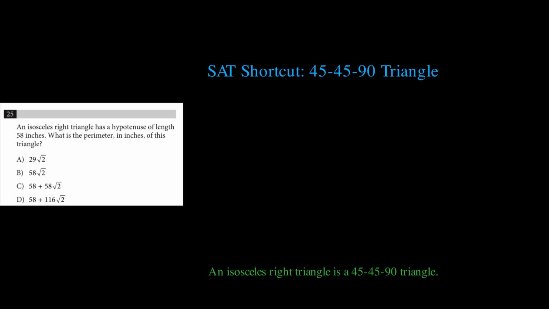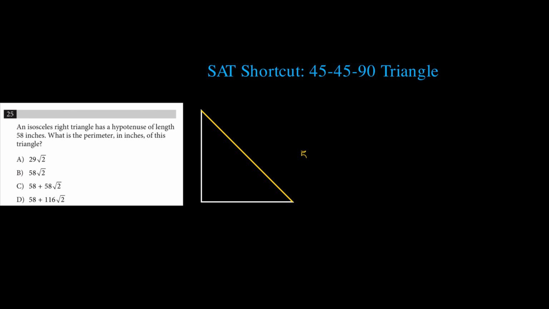First, we need to recognize what kind of triangle this is. An isosceles right triangle is also called a 45-45-90 triangle. That means the triangle has 2 equal legs and 1 right angle. So the 2 shorter sides are equal, and the longest side is the hypotenuse.